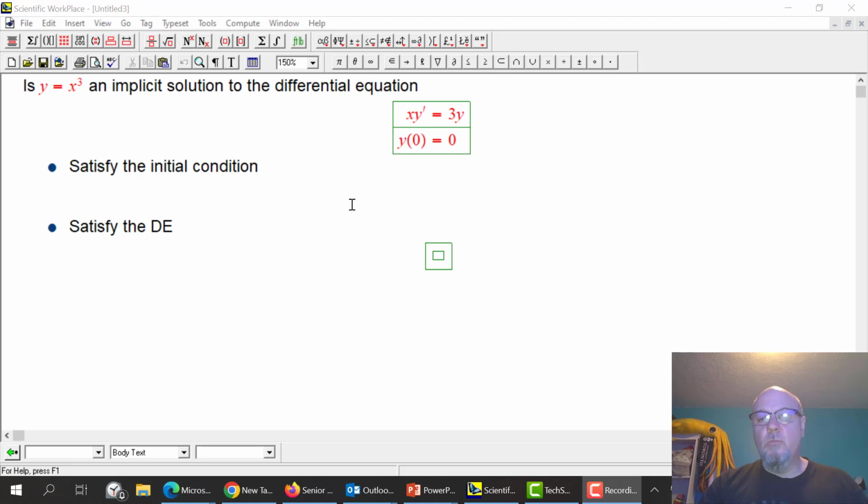So here's our question. Is y equals x cubed an implicit solution to the differential equation xy prime equals 3y going through the initial condition of the origin, y naught equals 0? Right away with no math, no, it's not. Why? Well, because it's asking for, is it an implicit solution?